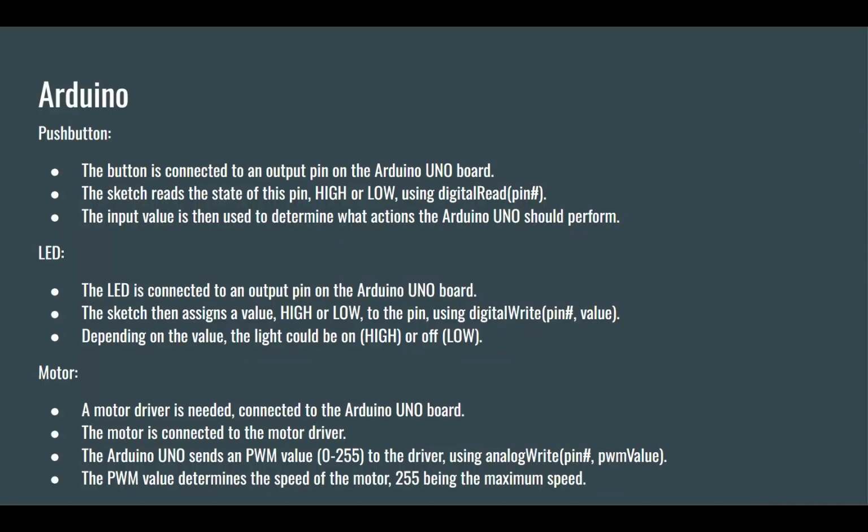And finally, moving on to the motor, a motor driver is needed, which is connected to the Arduino board, and then off of the motor driver, the motor and 9-volt battery are connected. The Arduino sends a PWM value ranging from 0 to 255 to the driver using analog write of the pin number followed by the PWM value. The PWM value determines the speed of the motor, 0 being fully off and 255 being the maximum speed.